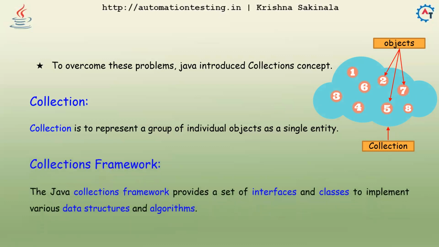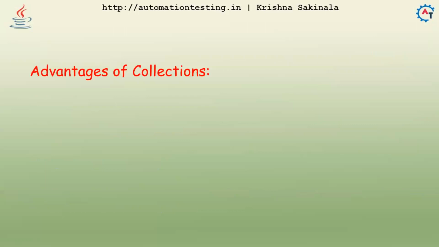So what is the collections framework? There is another word called collections framework. The Java collections framework provides a set of interfaces and classes to implement various data structures and algorithms. We are talking about collection, which is to represent a group of individual objects as a single entity. But to achieve that, we have multiple interfaces and classes that are collectively called the collections framework. In our next videos, we will talk about all collections interfaces and classes in detail.